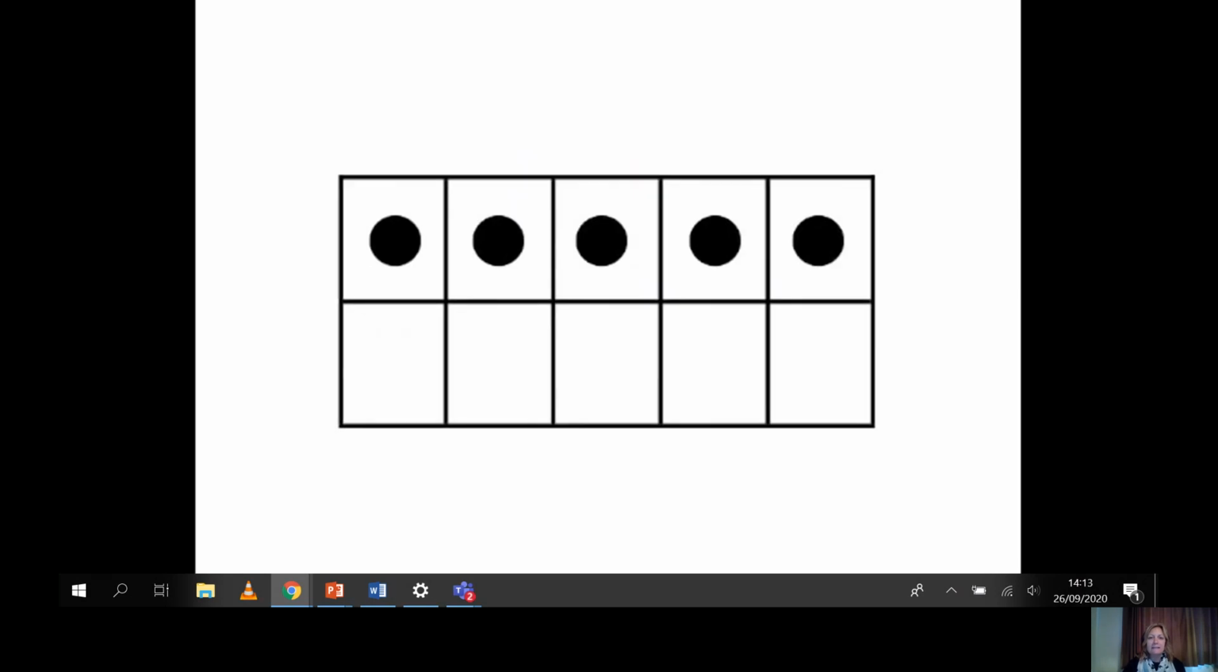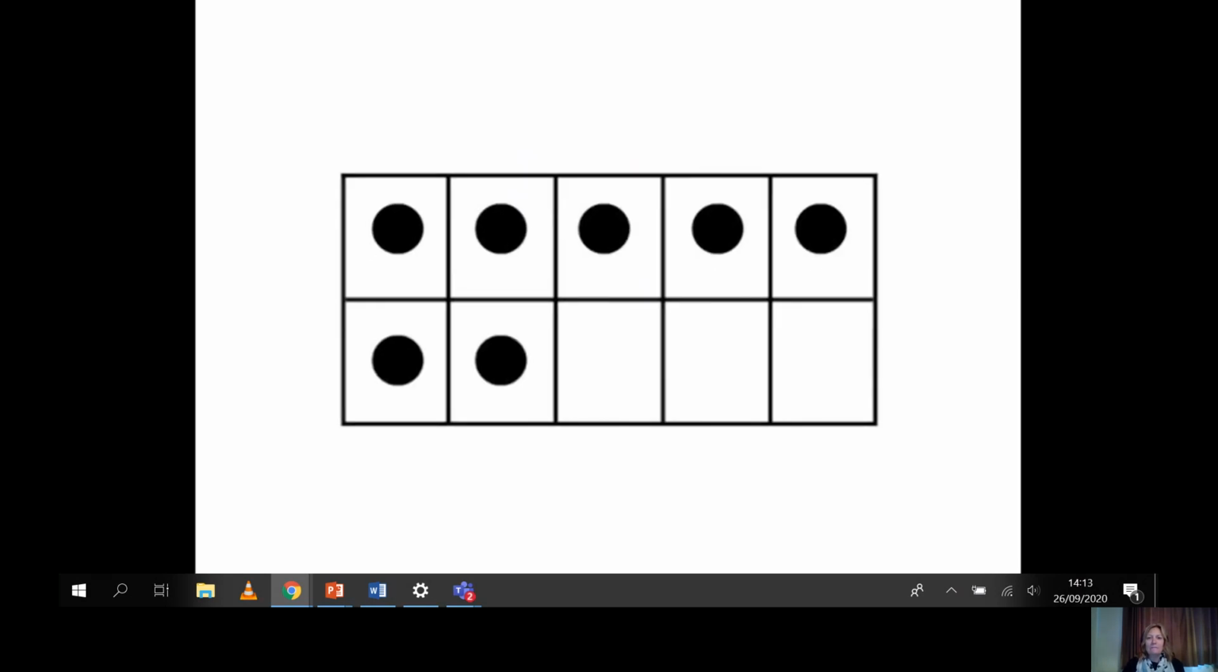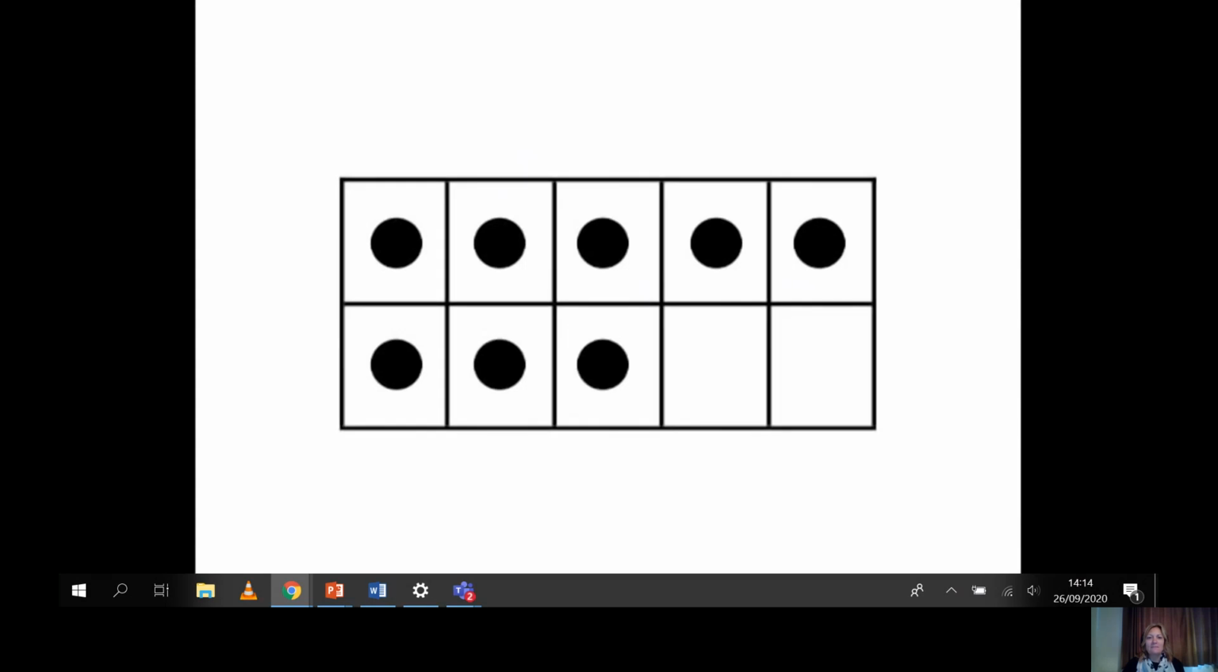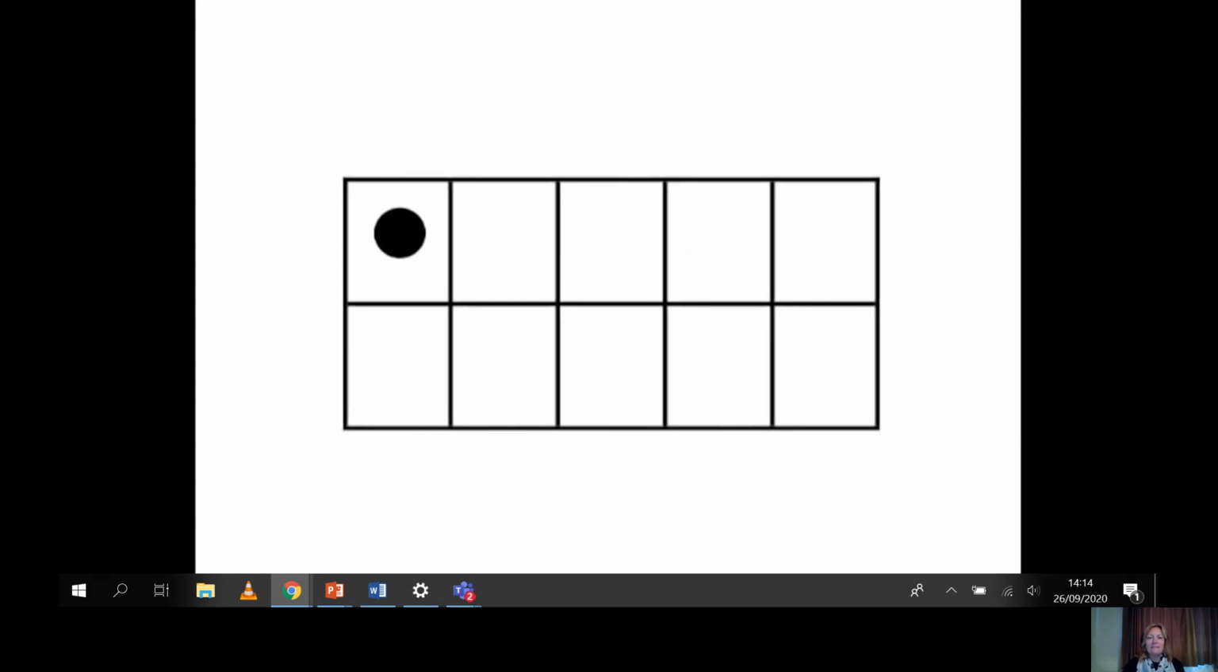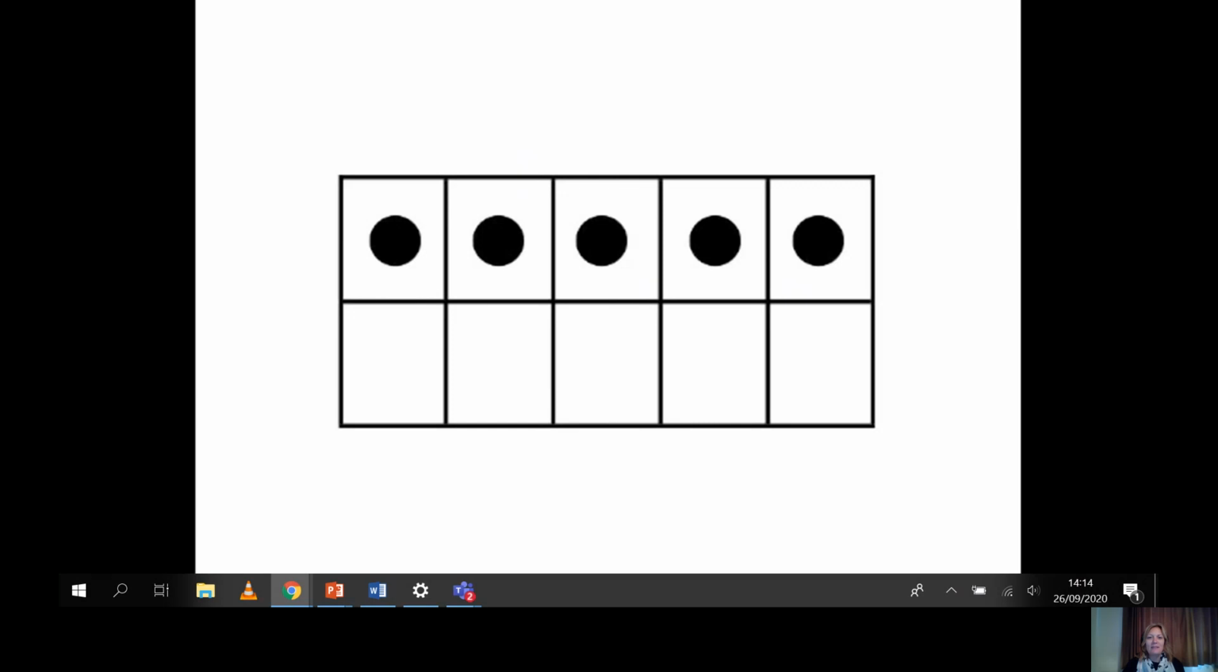1, 5, 7, 9, 8, 1. Keep going, see if you can keep going with it.